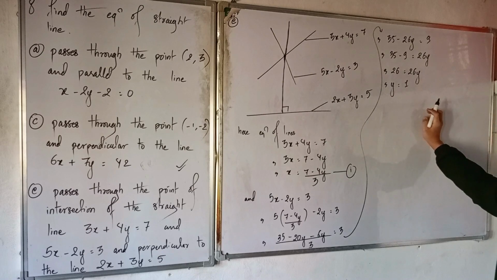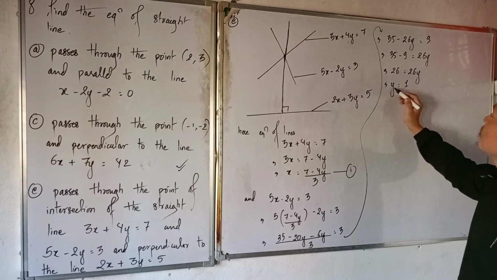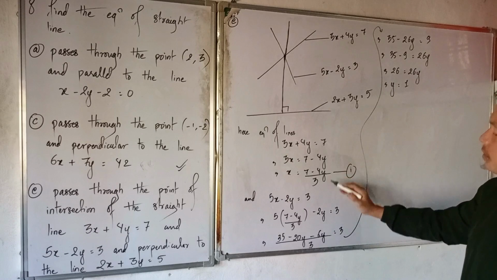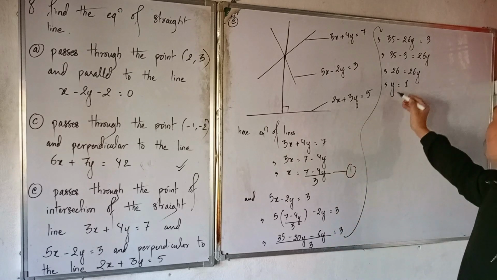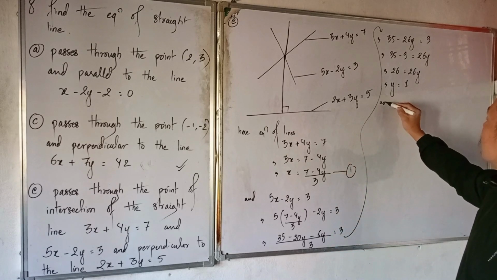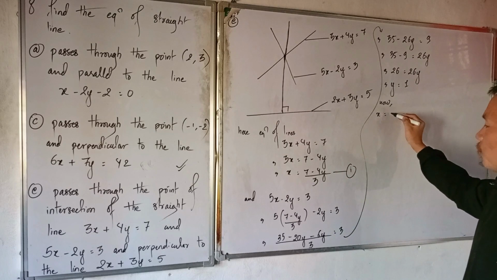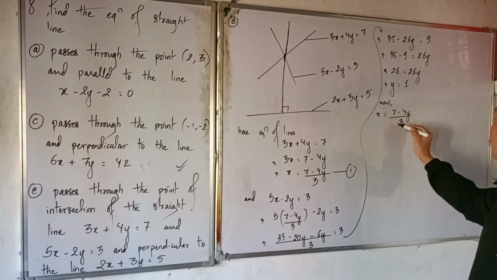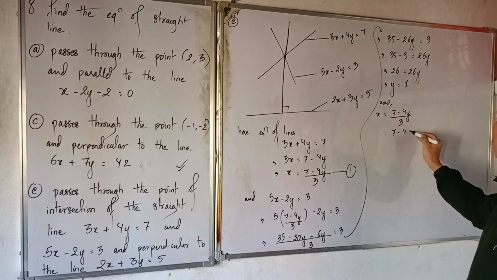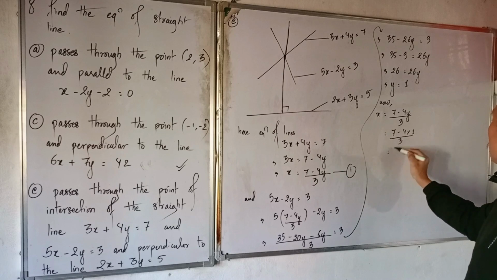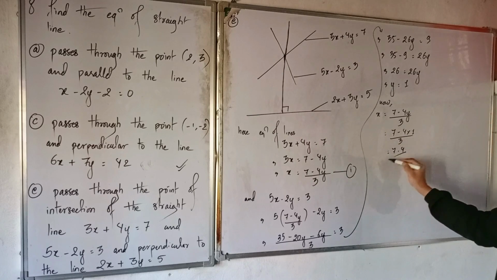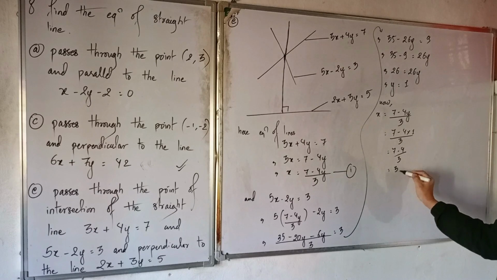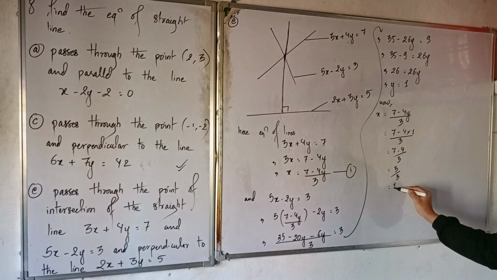Okay, now substitute the value of y either in this equation or in this equation, it doesn't matter. Now what will be the value of x? x will be (7 minus 4y) divided by 3. 7 minus 4 times y, we have 1, divided by 3. So 7 minus 4 divided by 3 will be 3 by 3, which is 1.